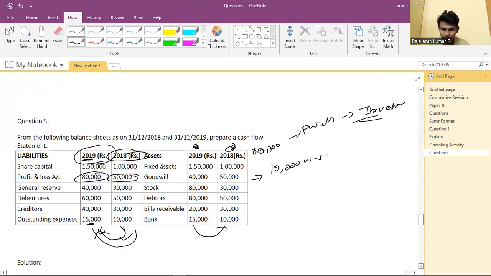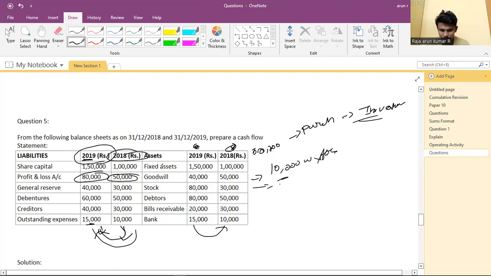Okay. Then goodwill decreases, there is only one reason: written off. There is no sale. If you think logically, goodwill, you can't sell that. It only increases or is written off. Okay. Then stock.